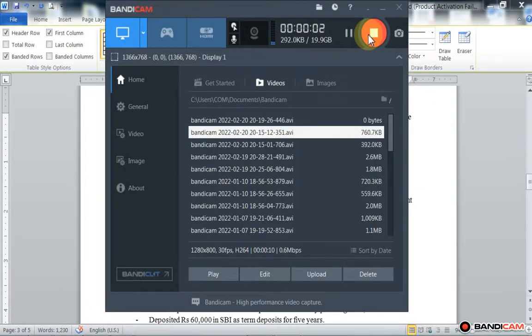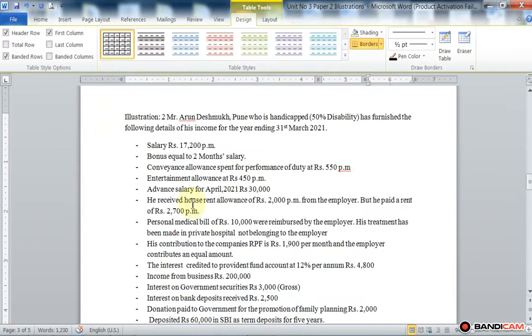Hello students, in our previous lecture we solved the total taxable income of Mr. Chandan. In today's lecture we are going to solve another illustration, illustration number 2, on computation of total taxable income.